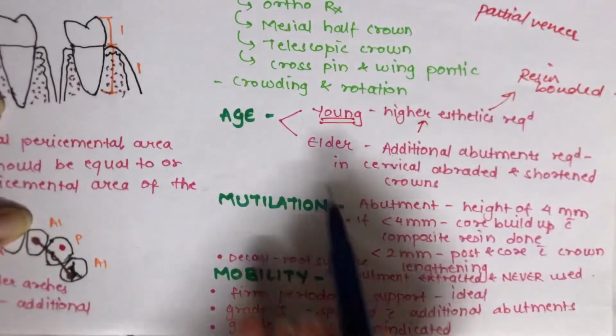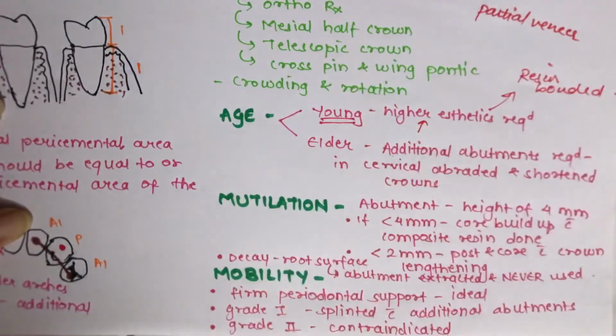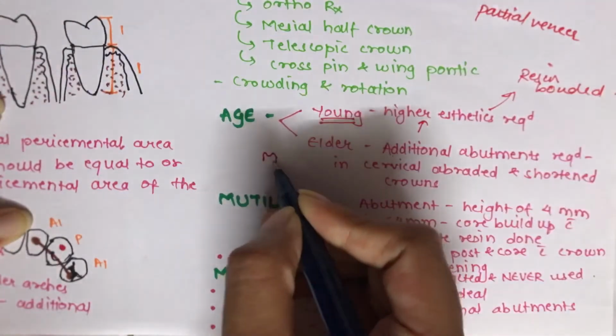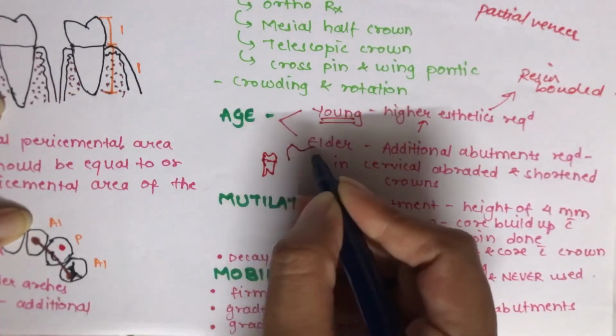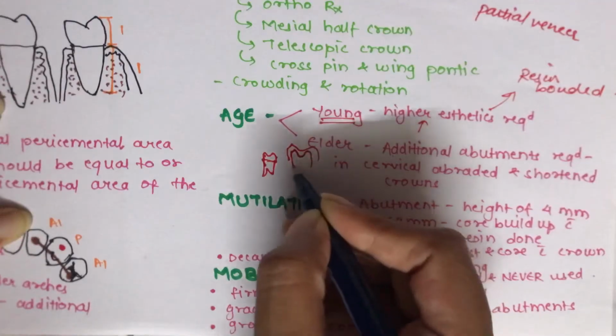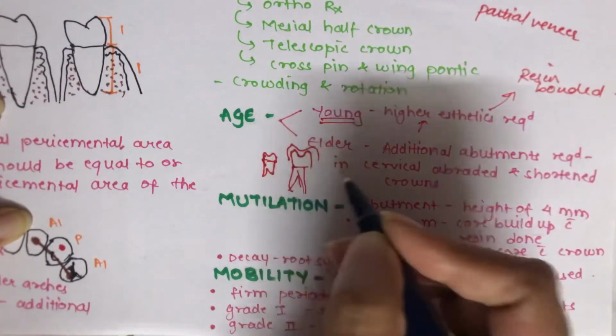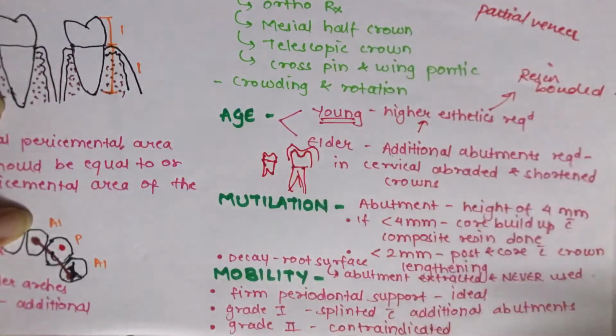Now the next thing is age. In young individuals, the teeth have large pulp chambers, and because of that, when we are doing the tooth preparation of the abutments, if the pulp chamber is larger, there are chances that the pulp will get exposed. So you have to tell the patient about it earlier.